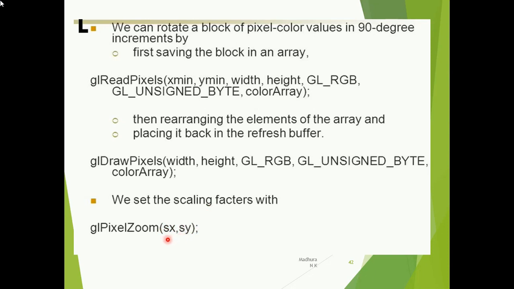Suppose you have sx and sy as minus 3.0. Then in the scaling operation, negative values will give a reflection activity. So remember that.